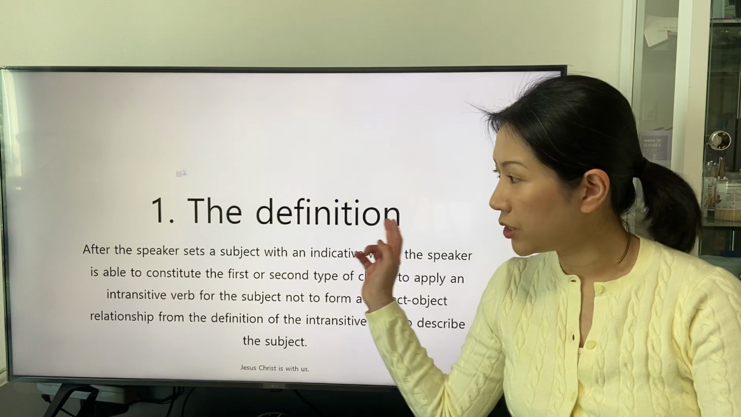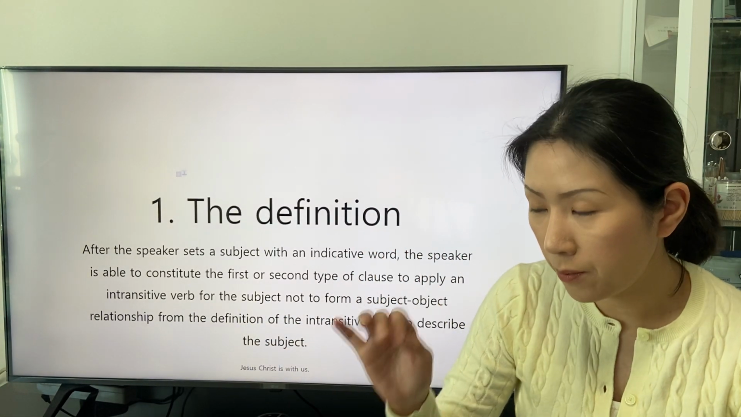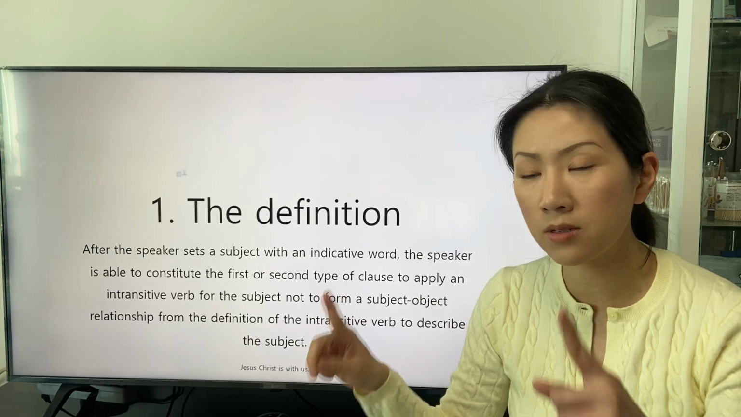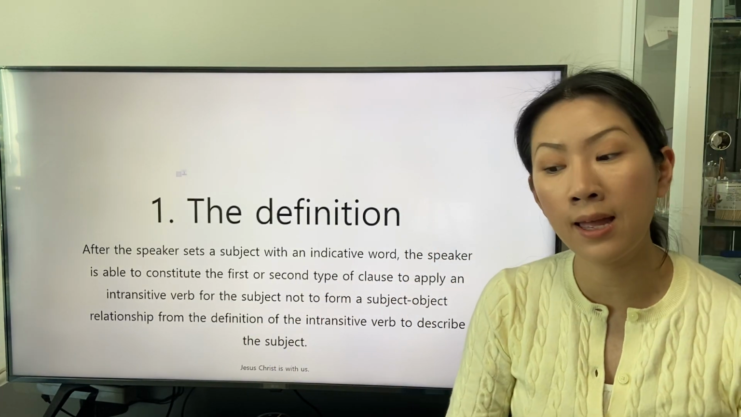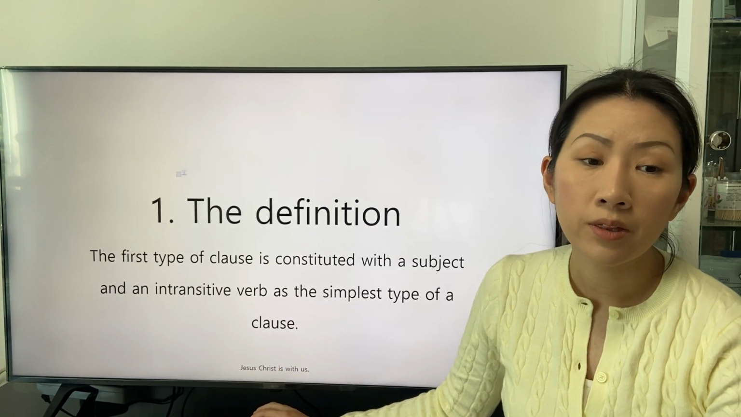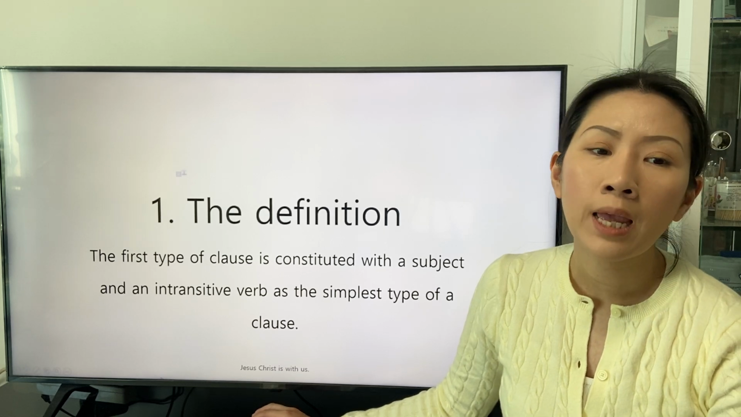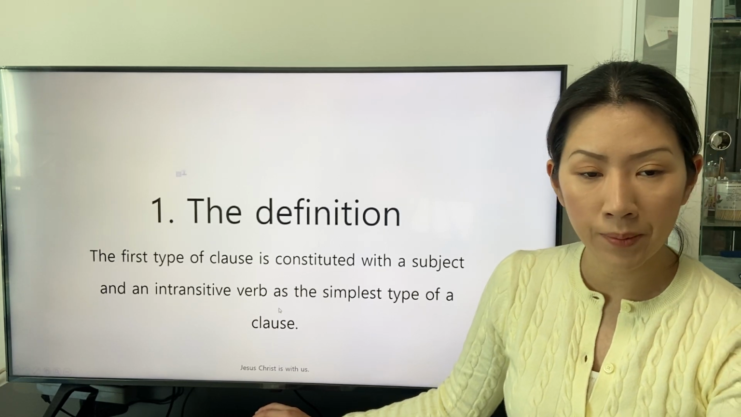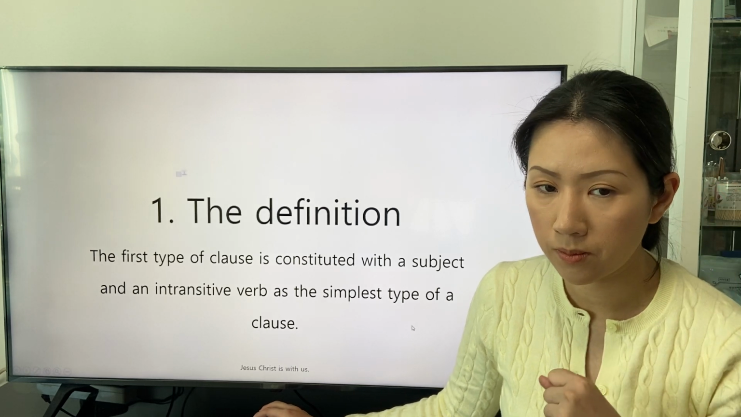This explanation is about forming the first and the second type of clause with a subject and an intransitive verb. The first type of clause is constituted with the subject and an intransitive verb as the simplest type of a clause.